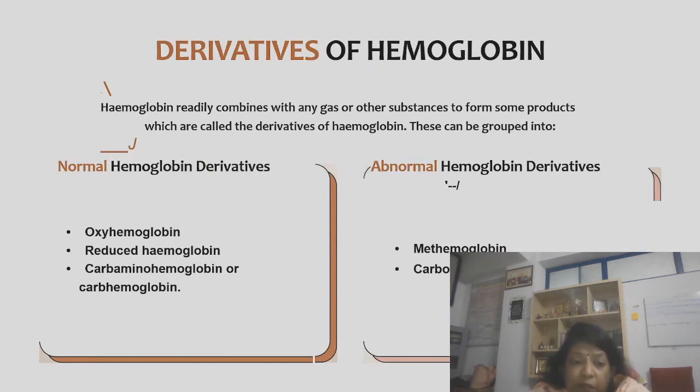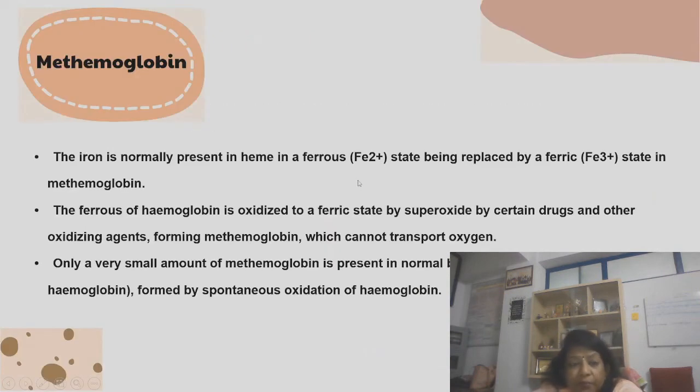Other derivatives of hemoglobin. Hemoglobin readily combines with any gas or other substance to form some products which are called derivatives of hemoglobin. These can be grouped into normal hemoglobin derivatives or abnormal hemoglobin derivatives. Oxyhemoglobin, reduced hemoglobin, carbaminohemoglobin or carbhemoglobin are the normal hemoglobin derivatives, whereas methemoglobin and carboxyhemoglobin are abnormal hemoglobin derivatives.